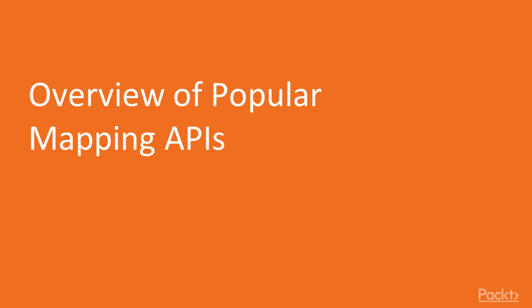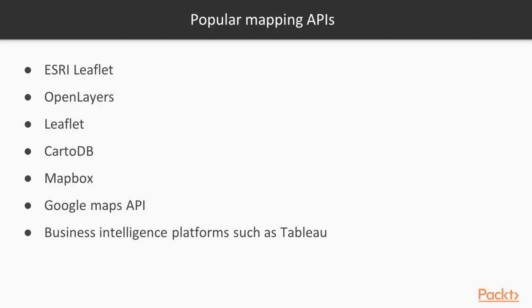In the prior video, I just gave you a very quick overview of what this section will contain. So, popular mapping APIs. I've got a list here of some of the more popular mapping APIs. This is not an exhaustive list. There are other APIs out there, to be sure. These are some of the more popular ones, at least around the Bay Area.